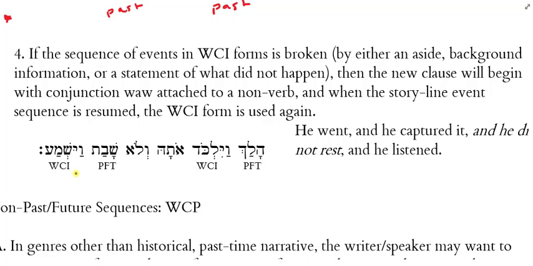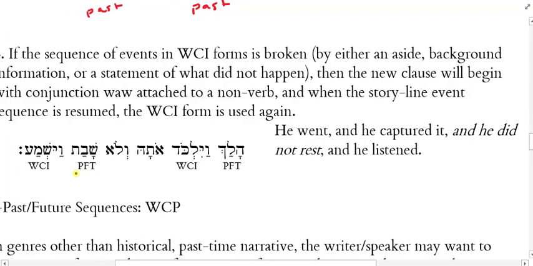Then this new clause that is breaking the sequence will begin with a conjunction vav, and it will be attached to what is typically a non-verb. So the new clause begins with a non-verb, and then when the storyline event sequence is resumed, the WCI form is used again. So let me give you an example of how this works.